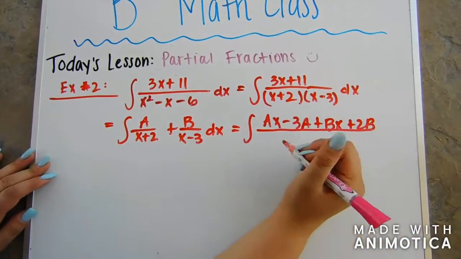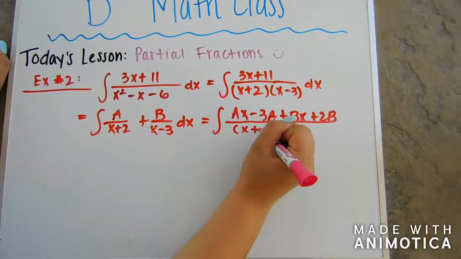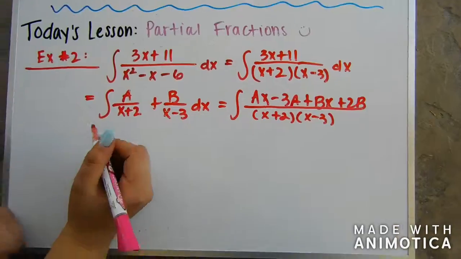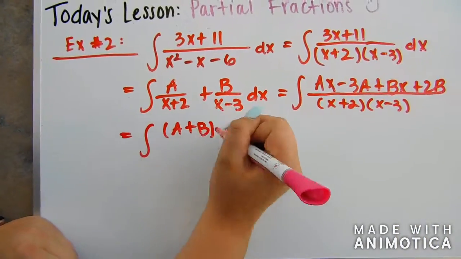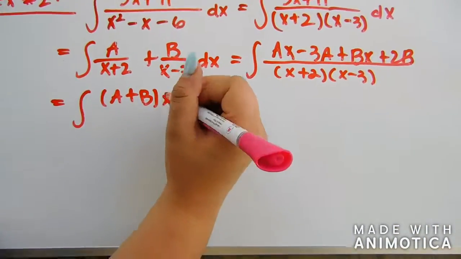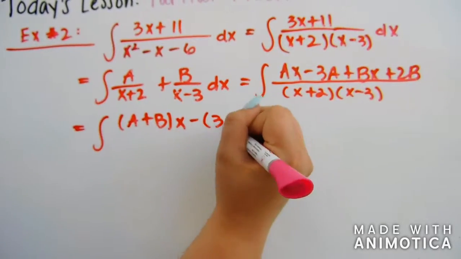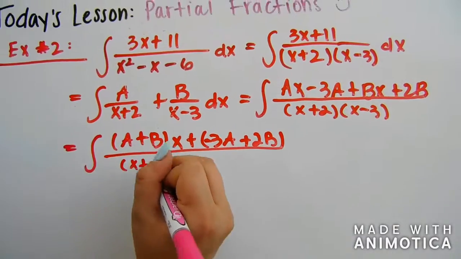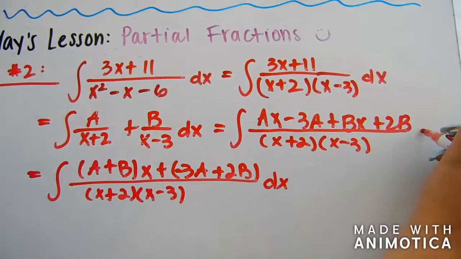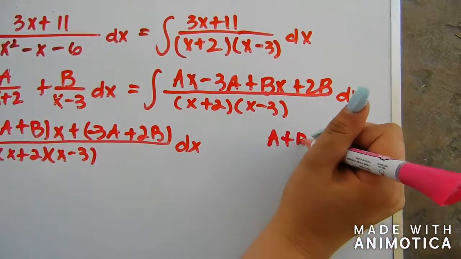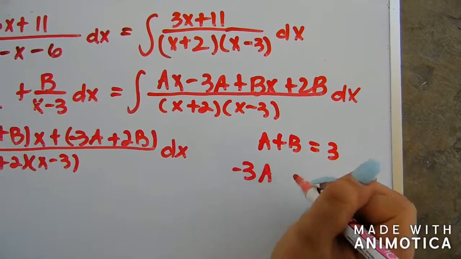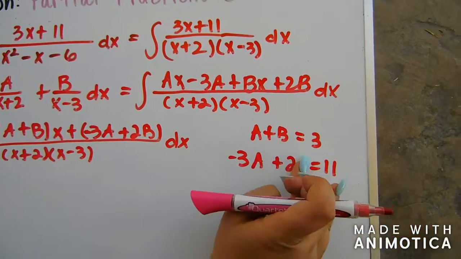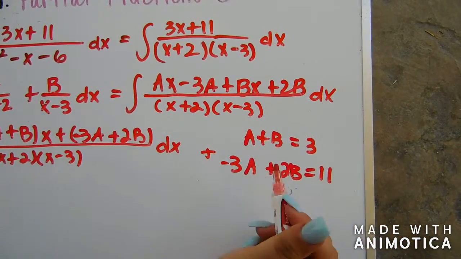And again, we go ahead and we cross multiply, and we get the integral of Ax minus 3A plus Bx plus 2B over (x plus 2)(x minus 3). So then we go ahead and we simplify it, we factor it out, and we get (A plus B)x plus (negative 3A plus 2B) all over (x plus 2)(x minus 3) dx. And then once again, we're going to take the equations in the parentheses and take them out so that we can solve for A and B.